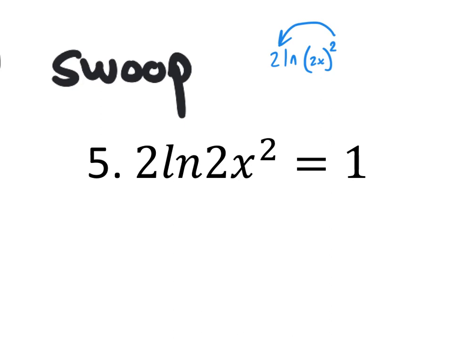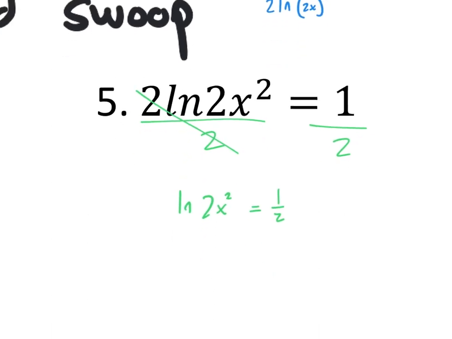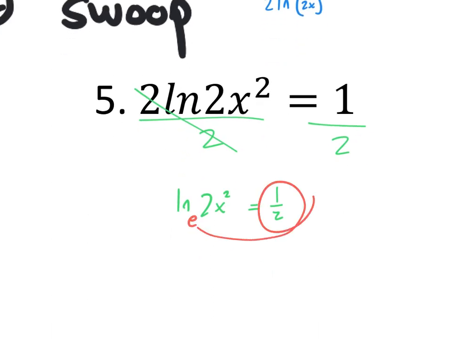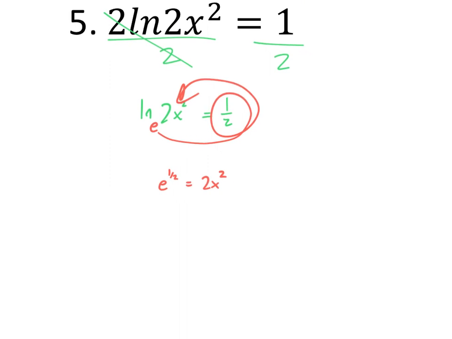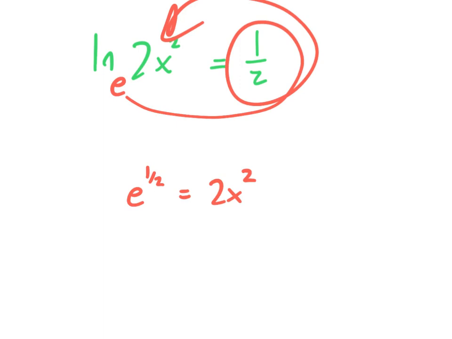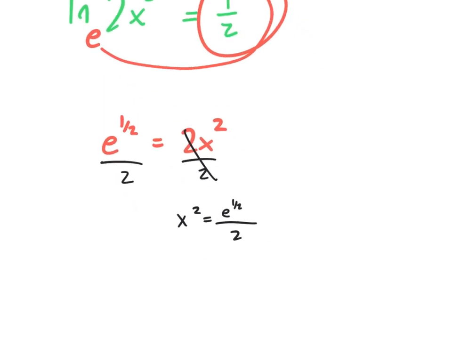We can, however, go ahead and divide both sides by 2. And then we'll have natural log of 2x squared is equal to 1/2. And we're ready for a loop and swoop for our base e. So we'll get e to the 1/2 is equal to 2x squared. We will then divide both sides by 2 because I'm trying to solve for x. So I get x squared is equal to e to the 1/2 power, all divided by 2. The next thing we'll need to do is take care of the fact that x is being squared, which for us means we will need to square root both sides.